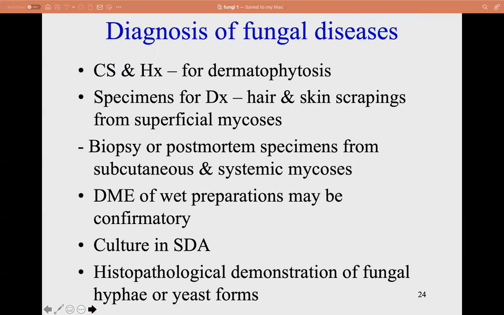So for diagnosis of fungal diseases, we can base our diagnosis on the clinical signs and history, especially for dermatophytosis. We can submit specimens for diagnosis, such as hair and skin scrapings, especially from superficial mycosis, and biopsy or postmortem specimens from subcutaneous and systemic mycosis. Direct microscopic examination of wet preparations may be confirmatory, as well as culturing in Sabouraud dextrose agar and histopathological demonstration of fungal hyphae or yeast forms.